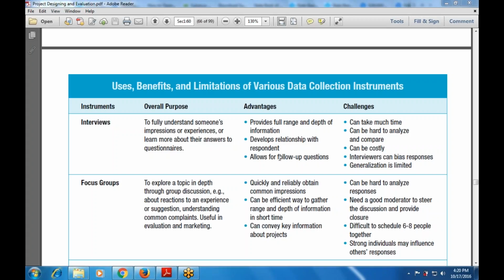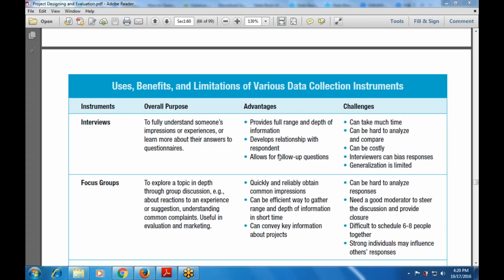Then what are the various challenges? It can be hard to analyze responses. It can be very hard to analyze the responses. Then it needs a good moderator to steer. This is the most important challenge, because if there is no moderator to steer the discussion and provide the closure, that is also a big challenge. So it needs a good moderator to steer the discussion and provide the closure.